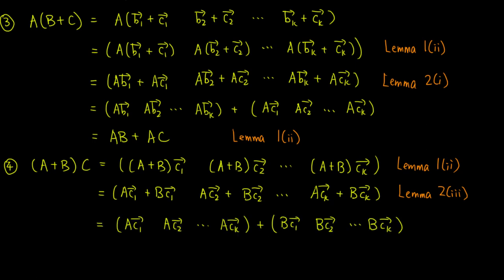One has columns A times C1, A times C2, up to A times CK. The other has columns B times C1, B times C2, up to B times CK. Using the second point of the first lemma, this equals A times C plus B times C.